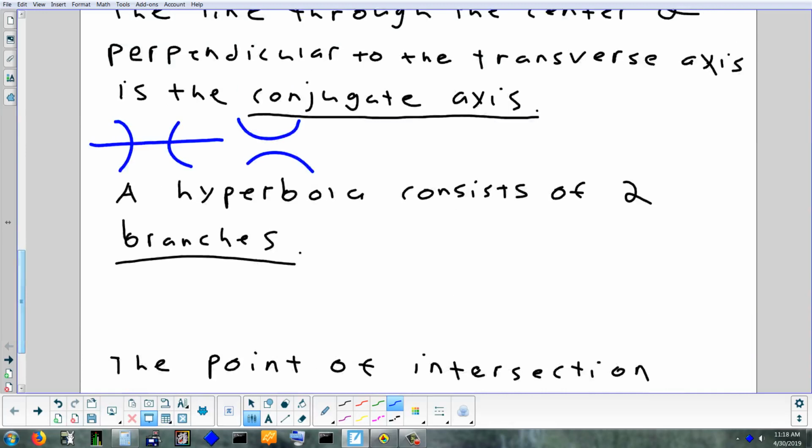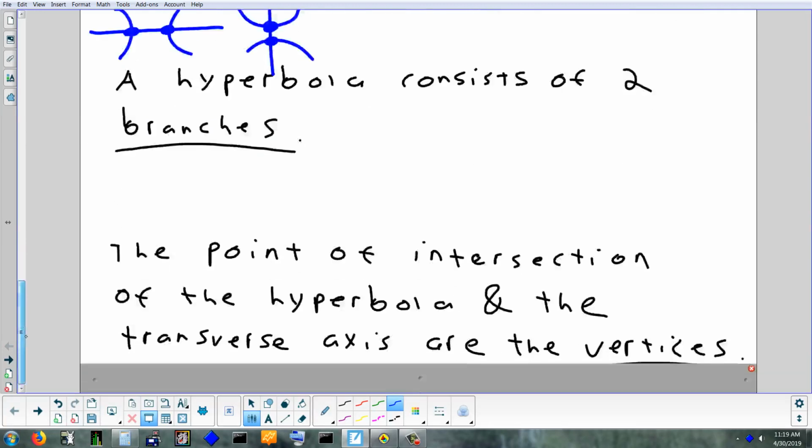And if you draw in the major axis like that, it hits the hyperbola there and there. Or if you put your major axis in, it hits it here and here. Does anyone have a guess what those two things are called? It's a name we used yesterday. Those are your vertices.